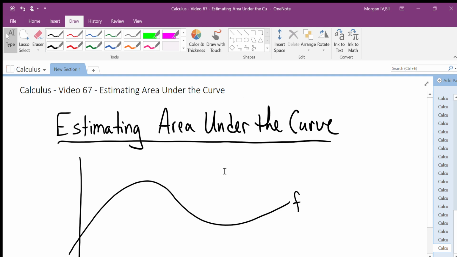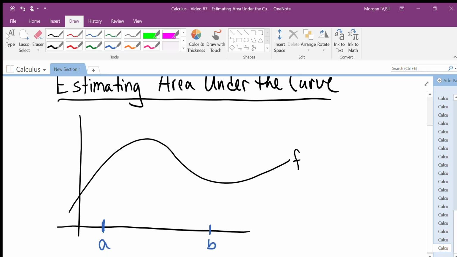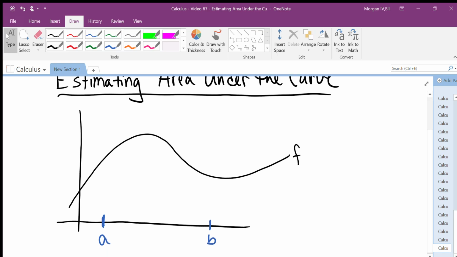Calculus, video 67, estimating the area under the curve. Okay, so we're going to have some sort of a curve. In this case, I have drawn a function f, which is some curve. And we're going to be looking at the area under that curve. And when we say under that curve, what we really mean is from the curve back to the x-axis, on the interval a to b.